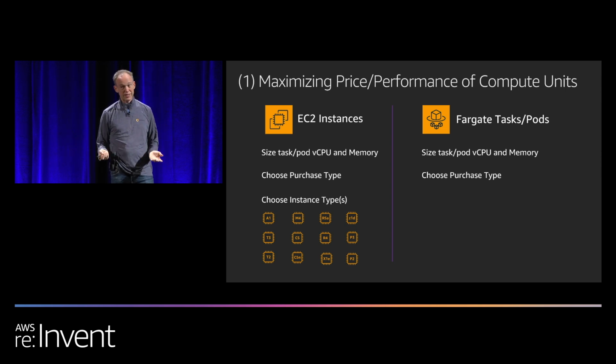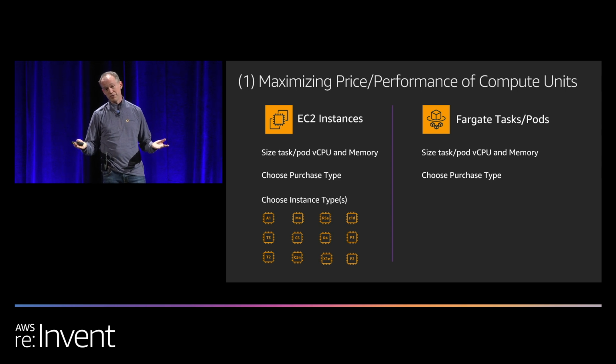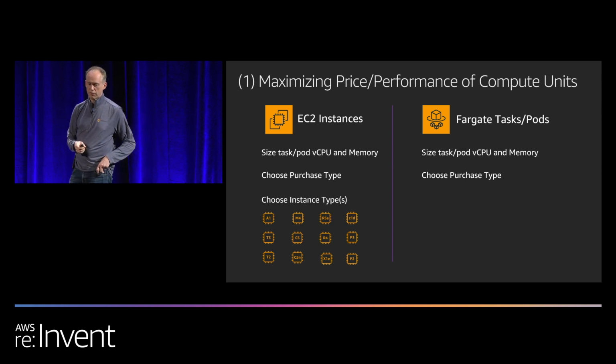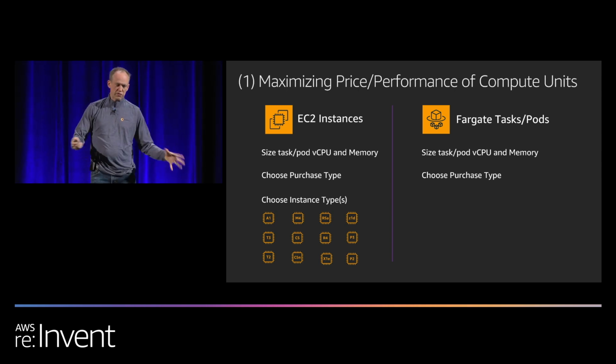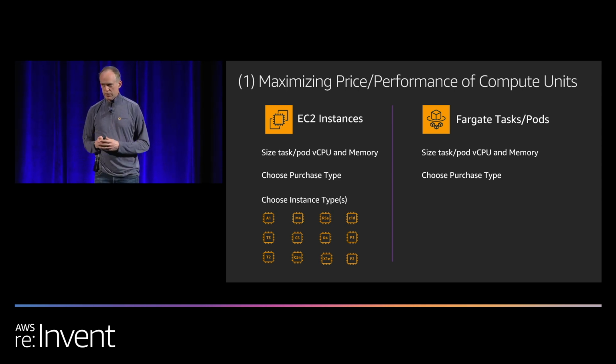With Fargate, it's a lot simpler. All I have to do is pick this CPU and memory and choose a purchase type. I don't have to pick an instance because I'm only paying for the Fargate containers that are running. So these are just some of the things to think about when you're picking your compute units to get the best price to performance ratio.